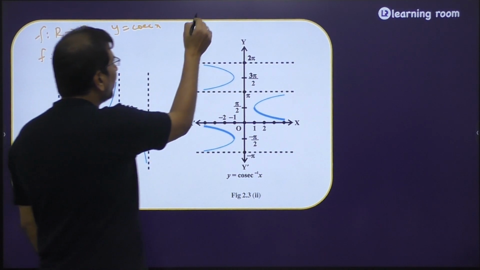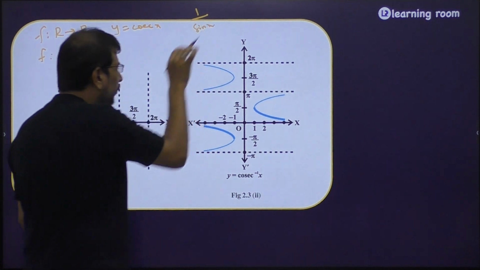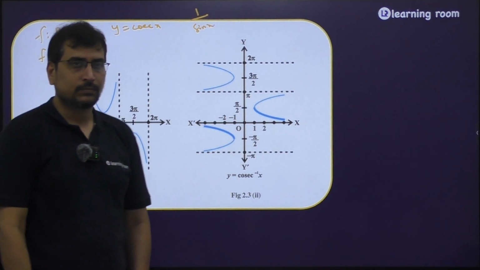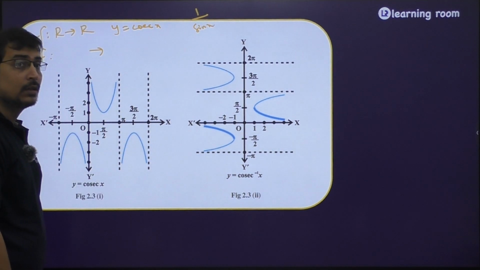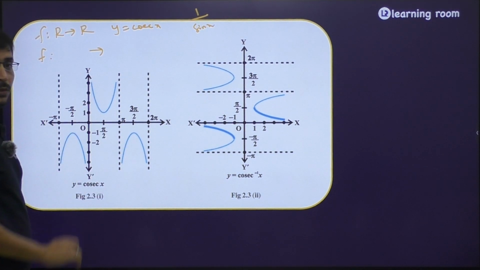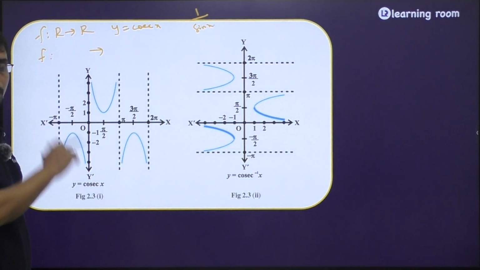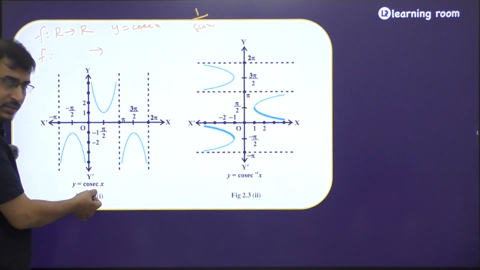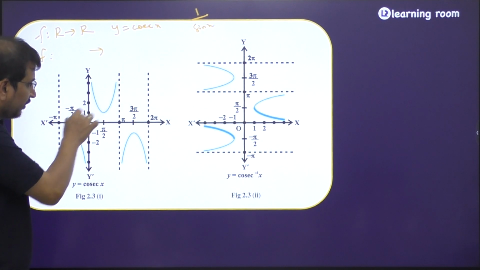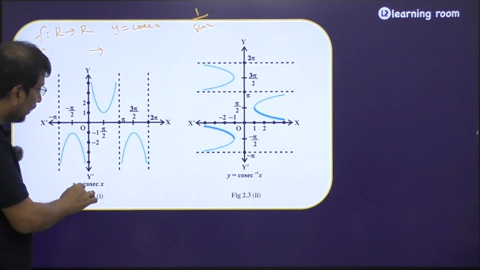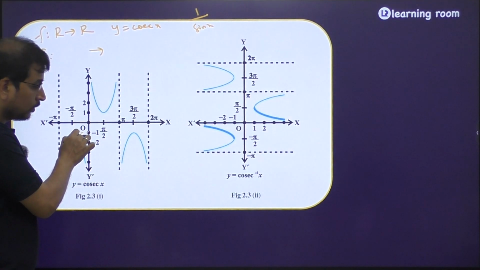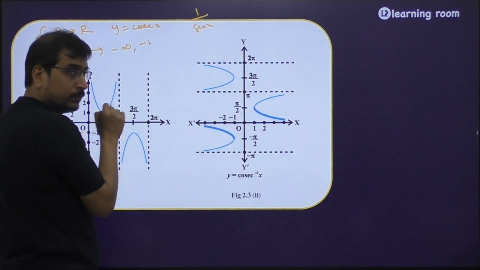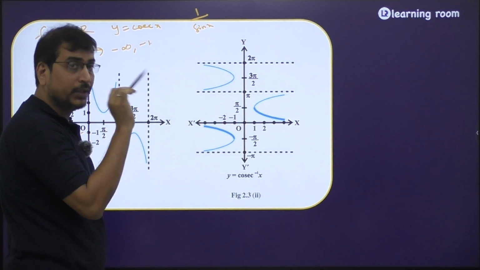Okay, you want to write it as 1 by sin x. No, leave out this 1 by sin x. We already know this. First, tell me what should be the range. R to R is not 1-1. Sorry, it is not onto. Look at the graph. Minus infinity to... See, there is a break here. Concentrate. Minus infinity to minus 1. Don't use the word comma. Say minus infinity to minus 1.